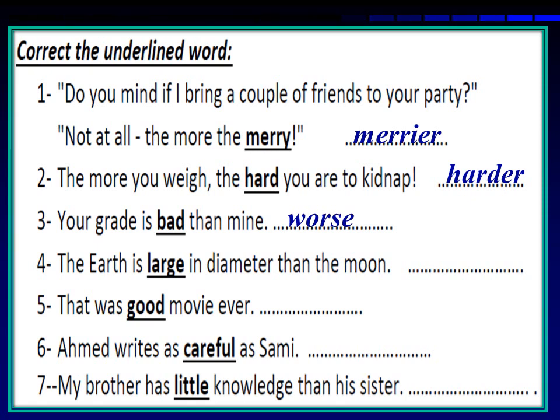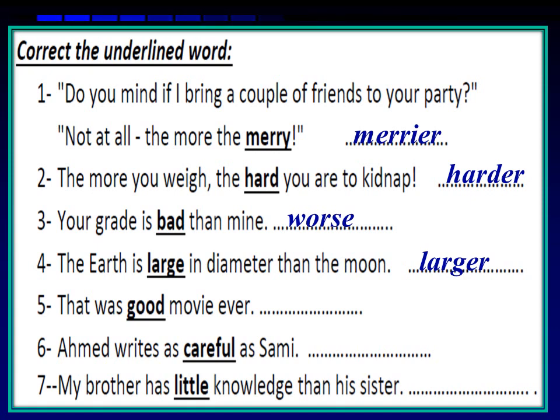4. The earth is large in diameter than the moon. Here we have the word than, so we are talking about the comparative form. What is the comparative form of large? Larger. So the answer should be the earth is larger in diameter than the moon.